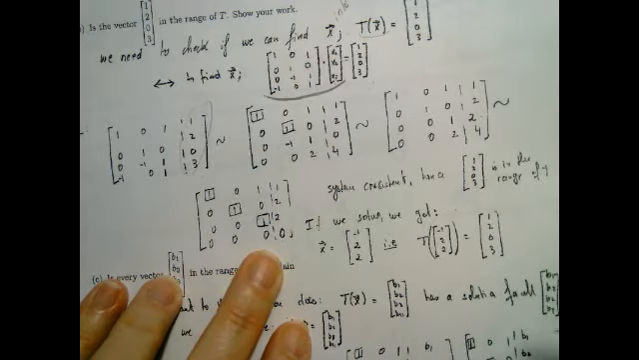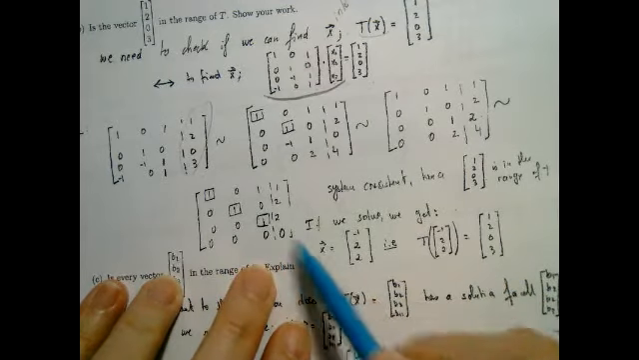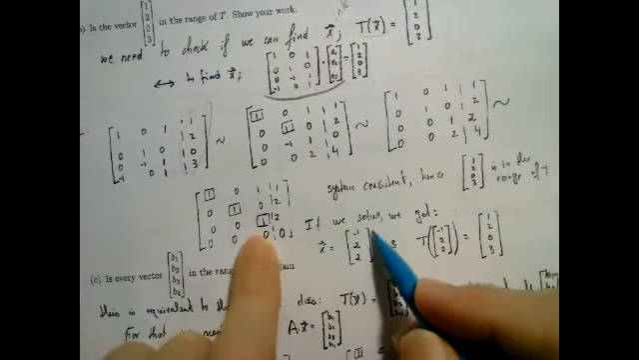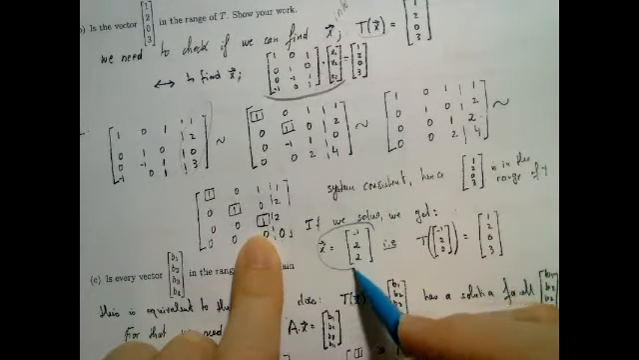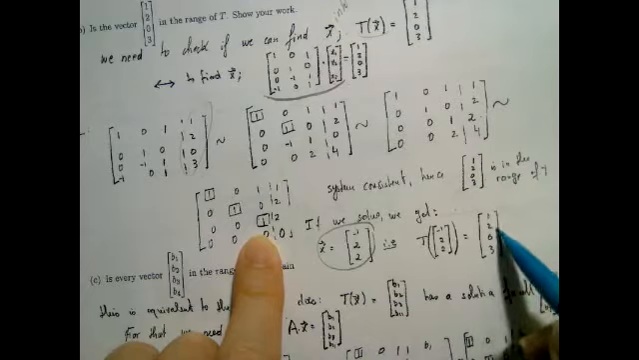What does it mean to be in the range? It means if we actually solve this system, you're going to get a vector X in R3. That's the input vector whose output is 1, 2, 0, 3.